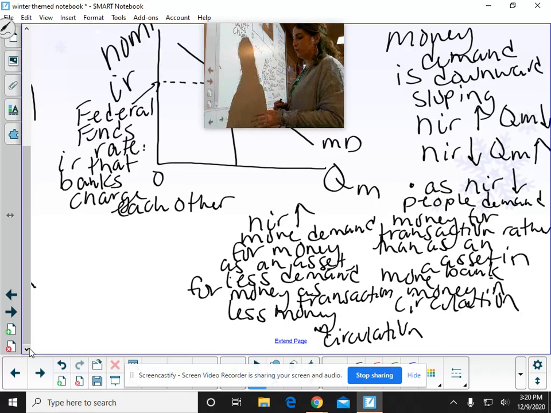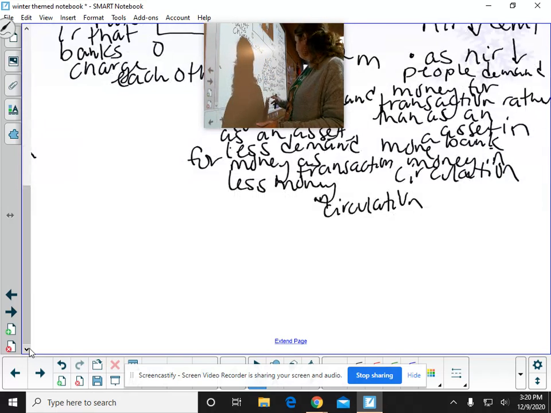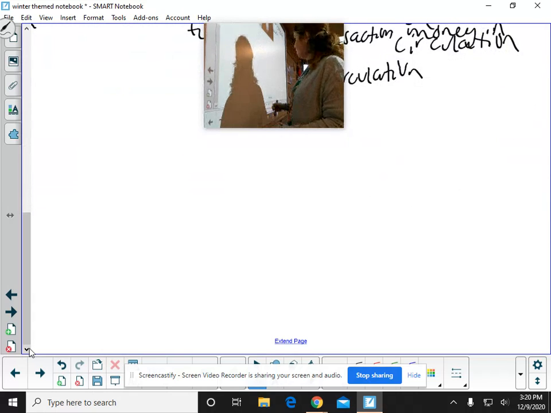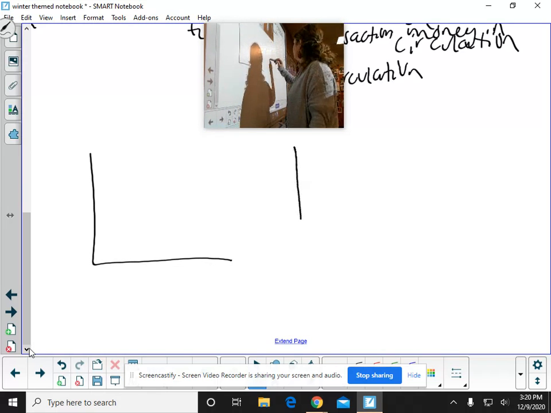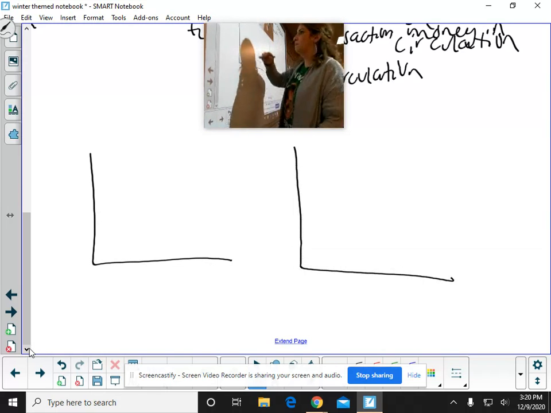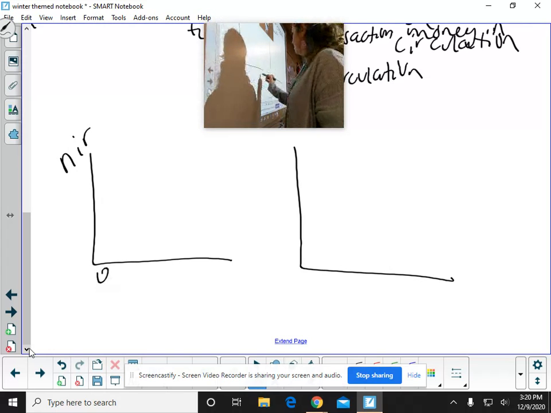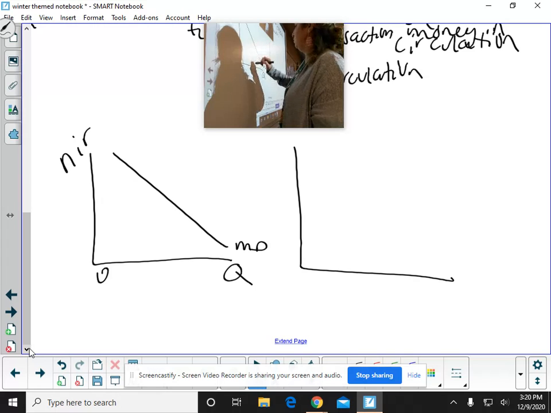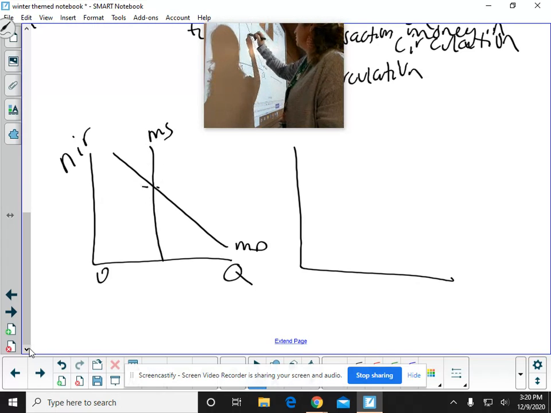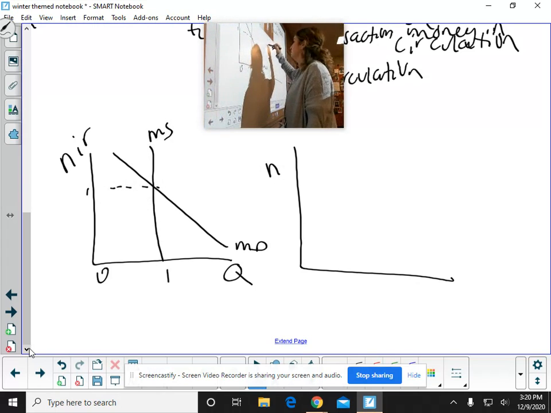Let's talk about what shifts money supply and money demand. So I'm going to redraw this, and I'm going to have two money market graphs. Ooh, I almost made a vertical line. You don't want to do that.